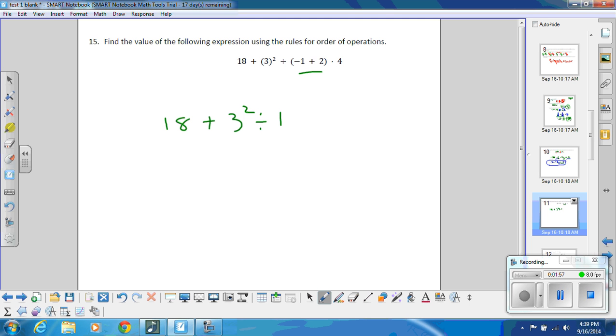So copy everything else. Now here, negative 1 plus 2 is going to leave me with 1. I don't need the parentheses anymore. And this is times 4. Next would be exponents. I have one here. 3 squared. Let's do that.